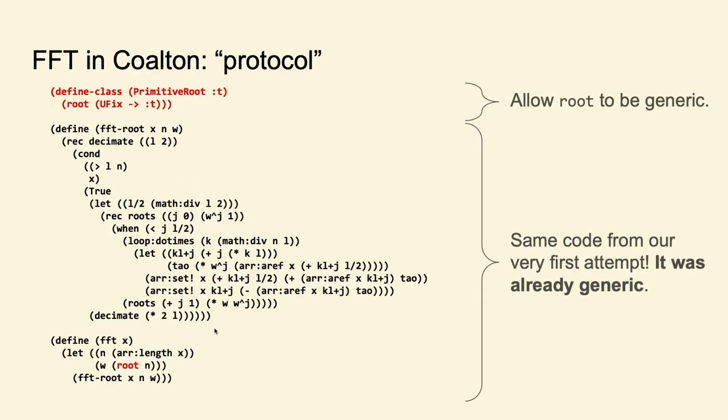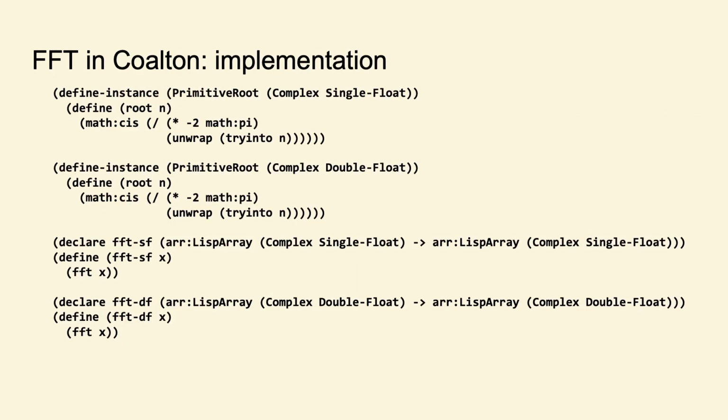We didn't need to change any code here. It all remains the same. We just added this little way to get a primitive root. Here's the implementation. So we say for a complex single float, in order to make a primitive root, we call the cosine-isine function on math pi. Pi, by the way, is also generic. Math pi is not a double float. It's an abstract number, which can be a single float or double float, depending on what context dictates. If context says it should be a double float, then it'll choose the double float pi. If context says it should be a quaternion or something, it will be a quaternion, so long as there's an implementation of it for quaternions.